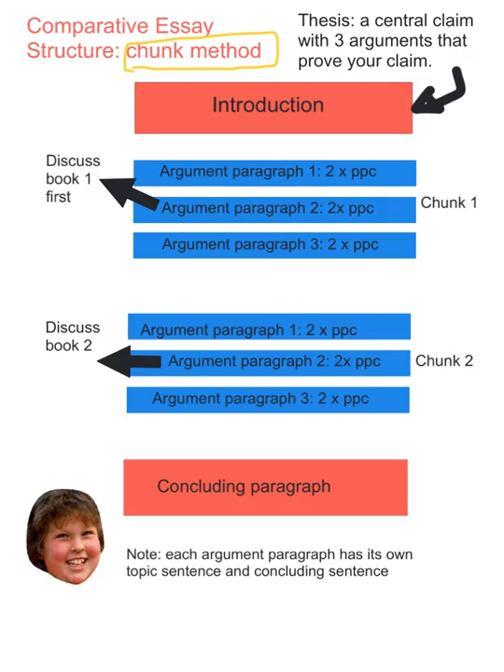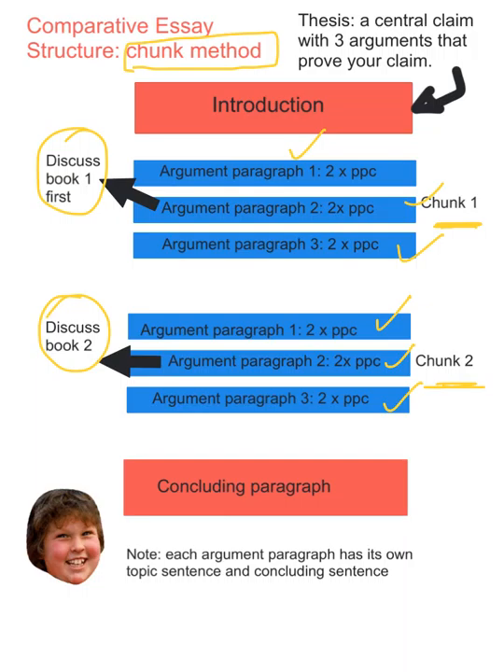You are essentially chunking the books into 2 different sections. You'll have chunk 1 and chunk 2. Chunk 1 will discuss book 1 first with your 3 arguments, 1, 2, 3. Chunk 2 discusses book 2 with 3 arguments, 1, 2, 3.